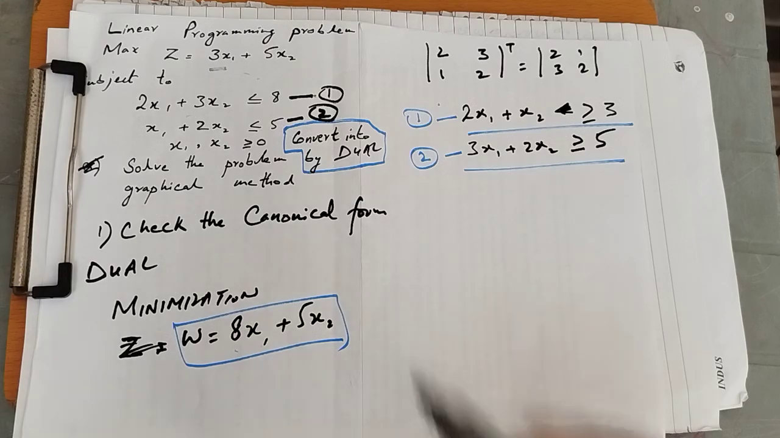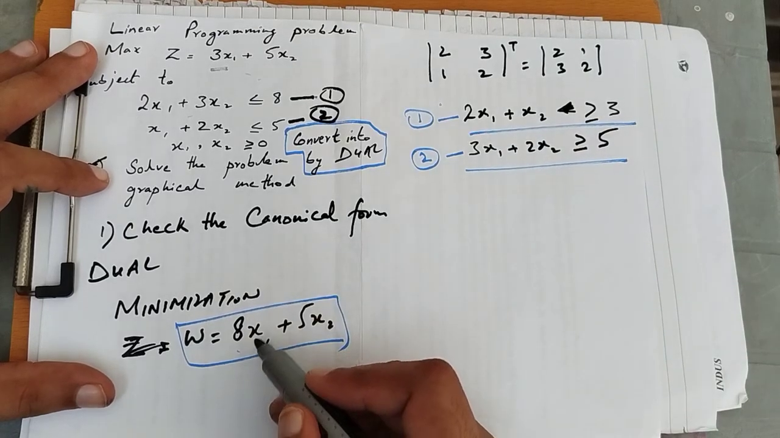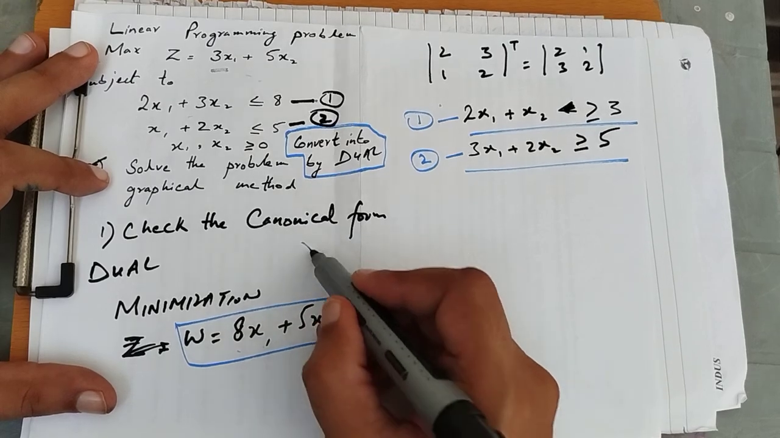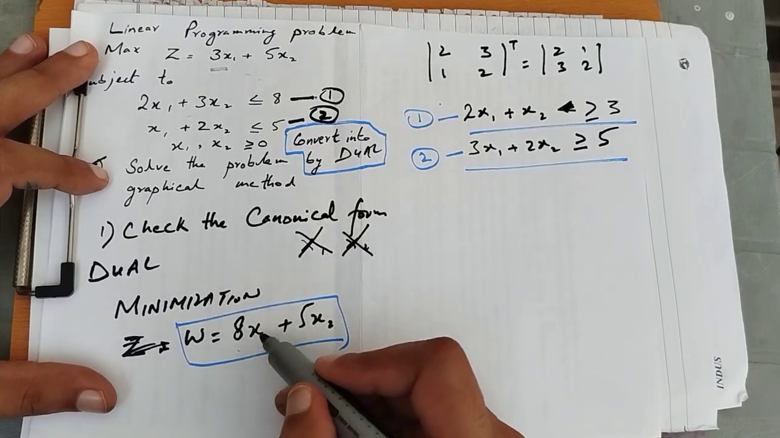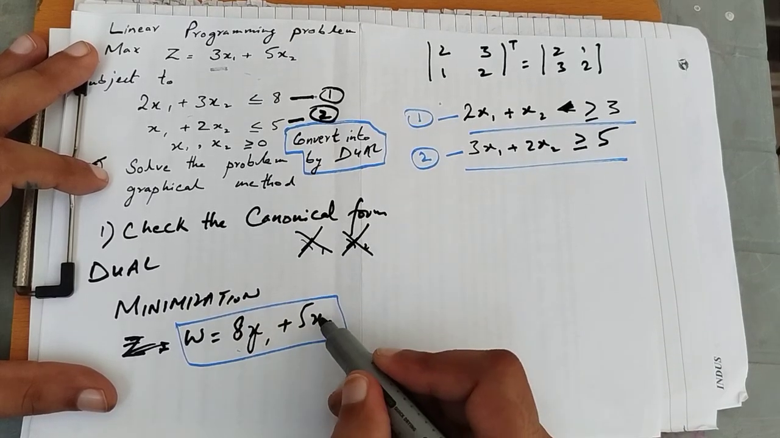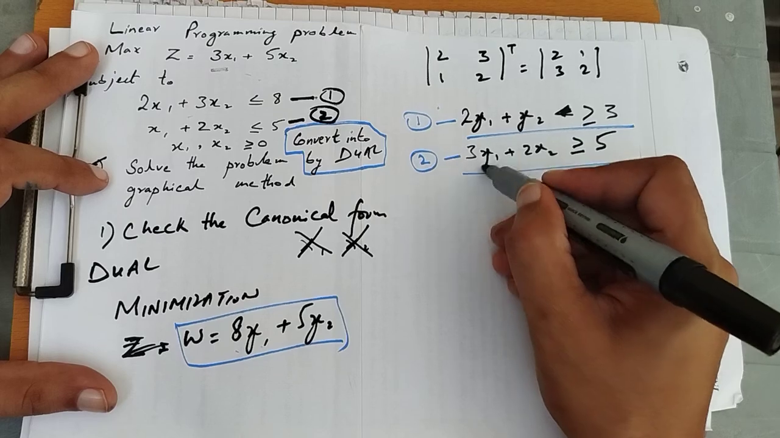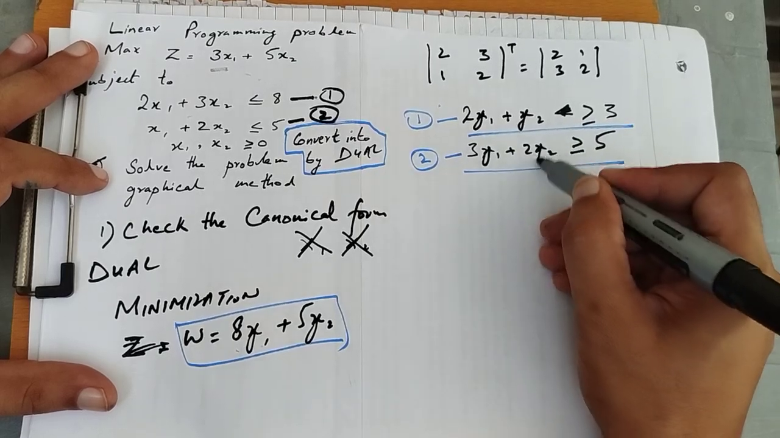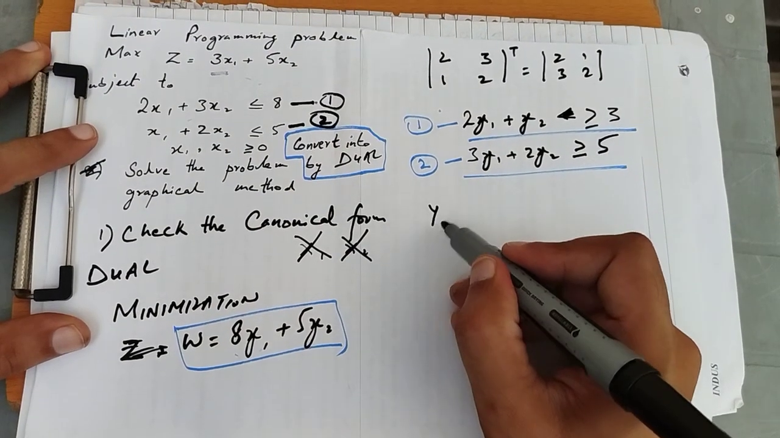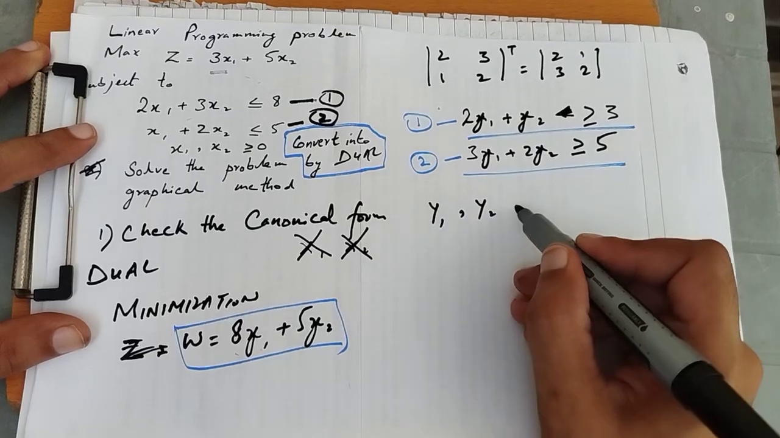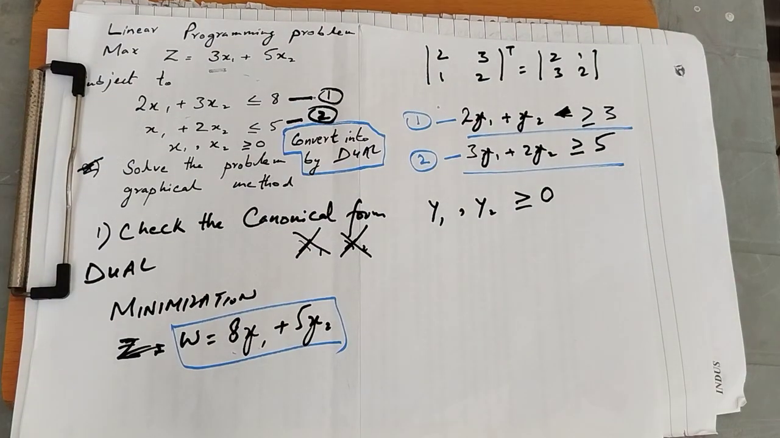But remember, very importantly, we cannot use x1 and x2 as variables in the dual form. So we can use y, or you can choose any other variable. y has to be used. So remember that. At the end you write y1, y2 greater than or equals to 0. So we are done with the dual form.